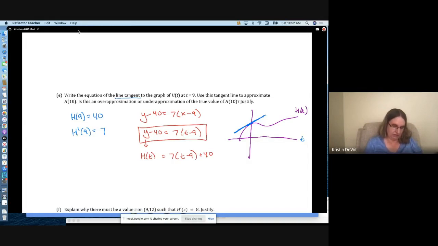So I didn't choose a very good location, but let's say this was 9, and now this is 10. I'm going to use this line. So I'm saying, oh, 9's close to 10. On my tangent line, my value will be a little off, which is why it's just an approximation. So h of 10 is approximately 7 times 10 minus 9 plus 40. And it hurts my heart again to leave it like that. But that is equal to, just because I can't just let it go.